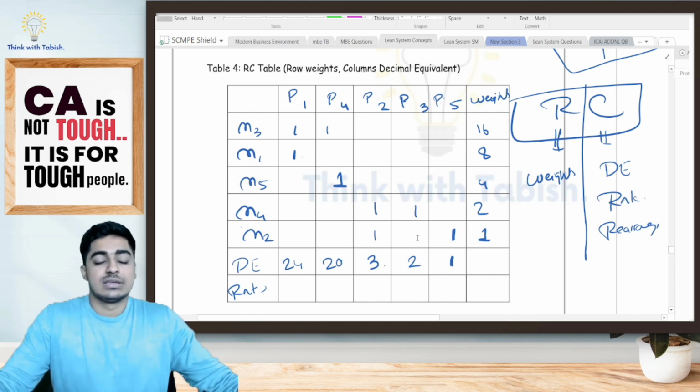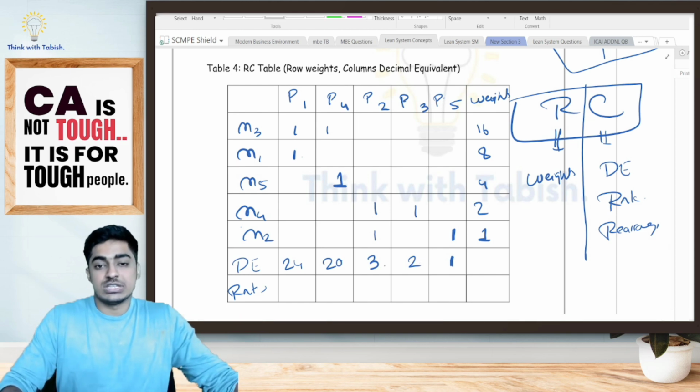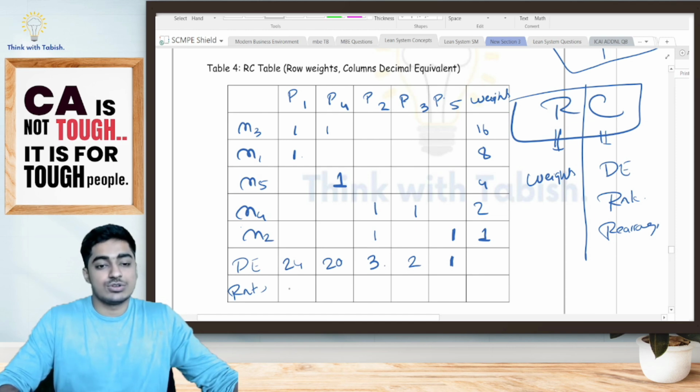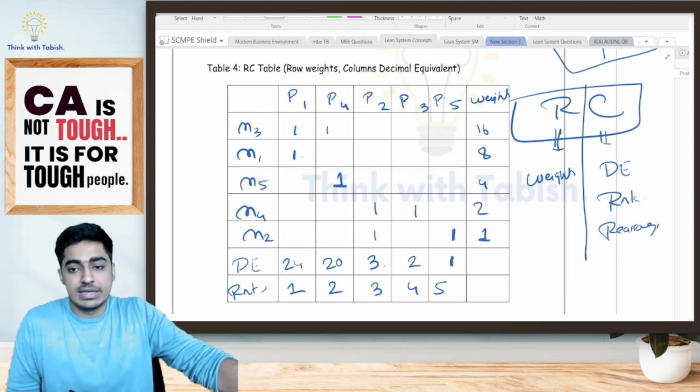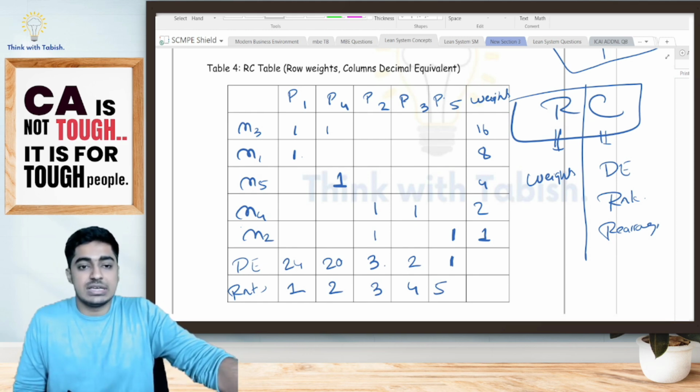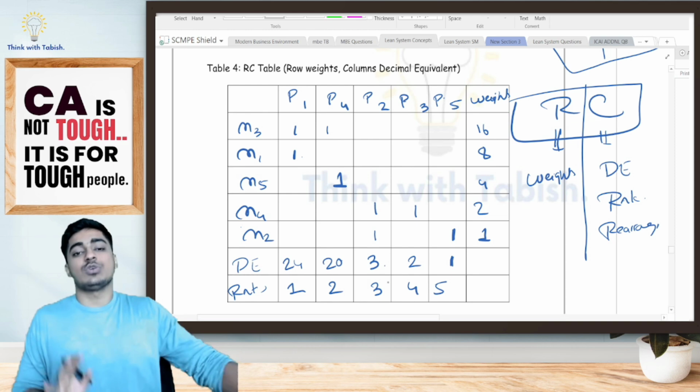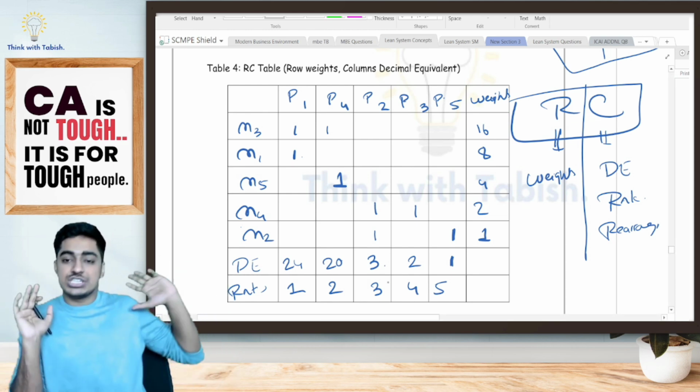What is going to be the rank, students? Rank is going to be 1, 2, 3, 4, 5. Did you get it till here? Any doubts, students? No, till here things are clear. With this, the question is over. How do we get to know the question is over?